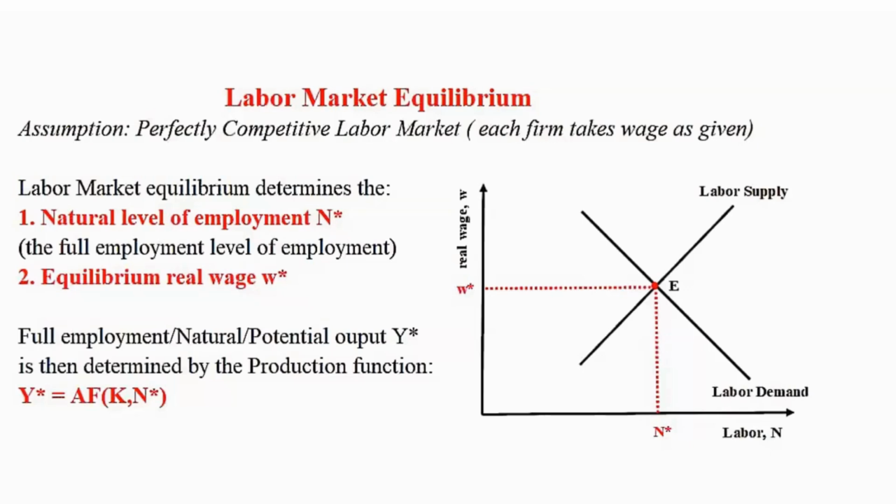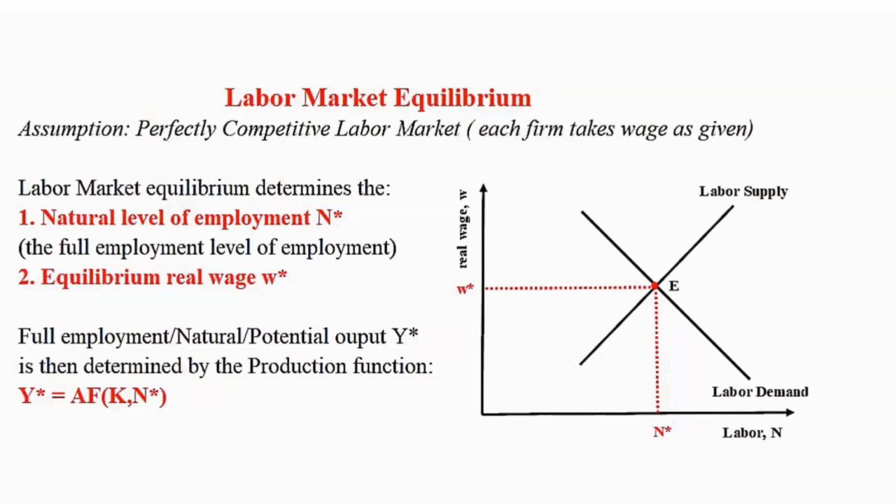Now discuss the labor market equilibrium. The assumption we're making over here is that we have a perfectly competitive labor market where each firm takes the wage as given. Now, the labor market equilibrium will determine the natural level of employment or the full employment level of employment N star and the equilibrium real wage W star.